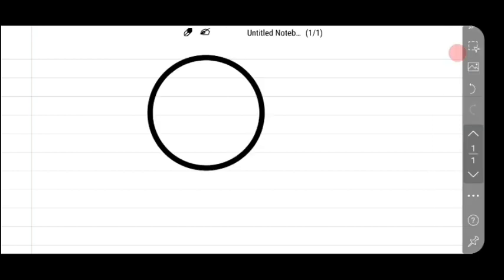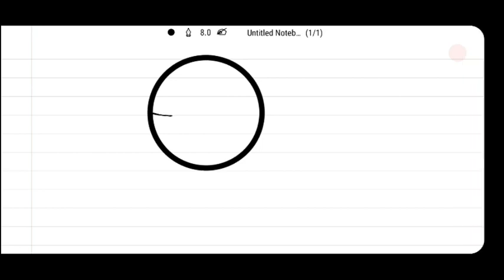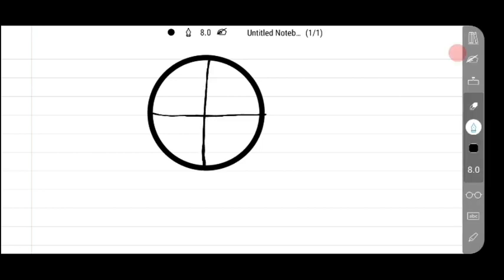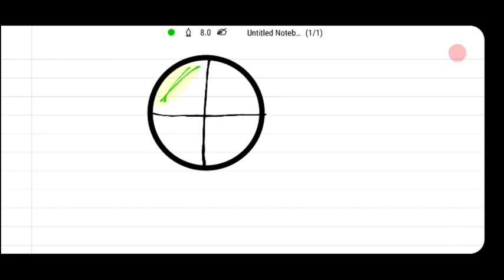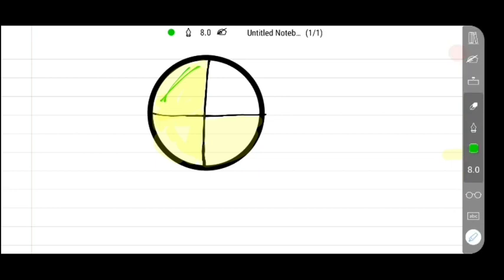Suppose this is a circular cake and it is divided into 4 parts. So let us divide it. Now I will ask you to eat its 3 parts. Okay. If I ask you how many parts, or what fraction, of this cake was eaten, then the answer should be 3 upon 4. Okay.